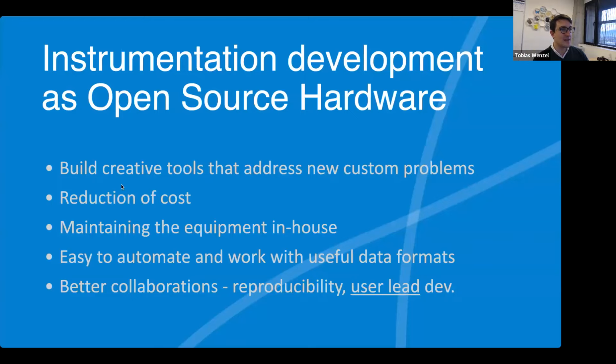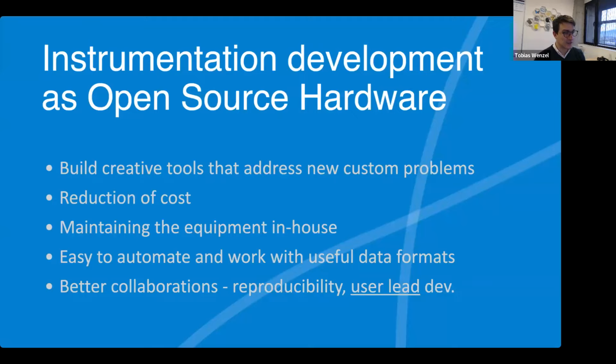But for me, one key aspect why we develop instrumentation as open source hardware is that if we develop our own tools, we have a lot of power in modifying them, and that enables us to be really creative and address new custom problems. So really, it's better for research if you have more control about the hardware in your lab and you can modify them more easily, integrate them, whatever you want.